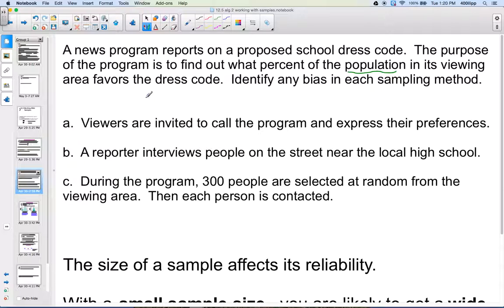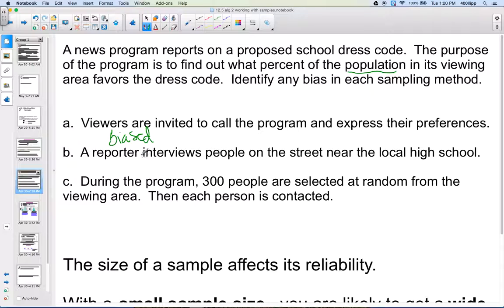So the first one is viewers are invited to call the program and express their preference. And we want to say if this is biased or not. So this first one here, this one is biased. And it's biased because it's only going to be getting the people that actually call the program. Maybe they're calling in because they really care about this dress code, and that's why they're calling in. Okay, so you also have to identify why it's biased.